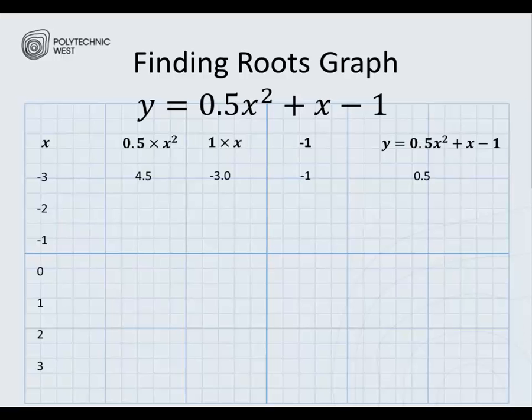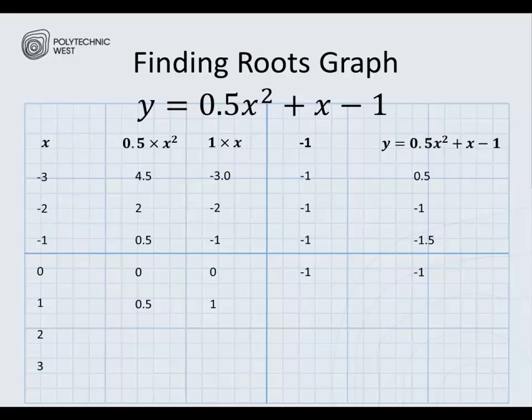Then I take minus 2, throw that into 0.5x squared, and I get 2. 1 times x, I get minus 2. And then just minus 1, add them all together. So going down, I get 0.5, minus 1, minus 1, minus 1.5. I think we know about that one. That's our turnaround, minus 1, minus 1.5. And 0, minus 1, we know about that one. That's where it crosses the axis.